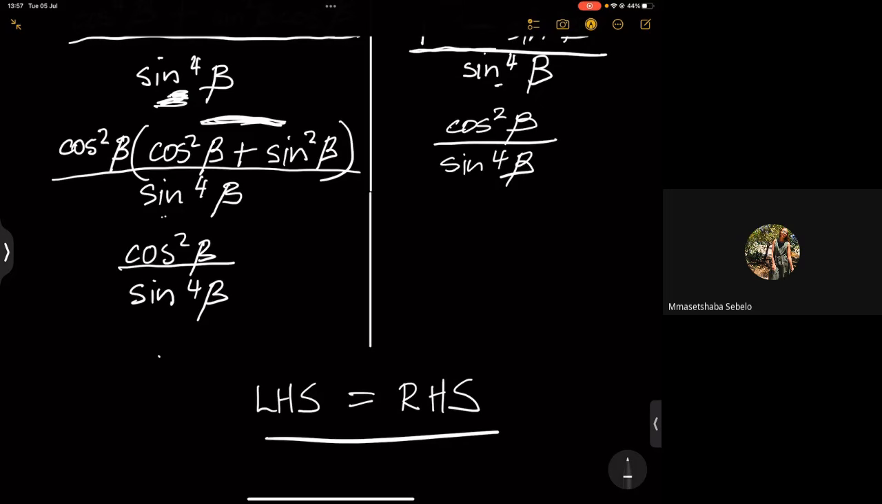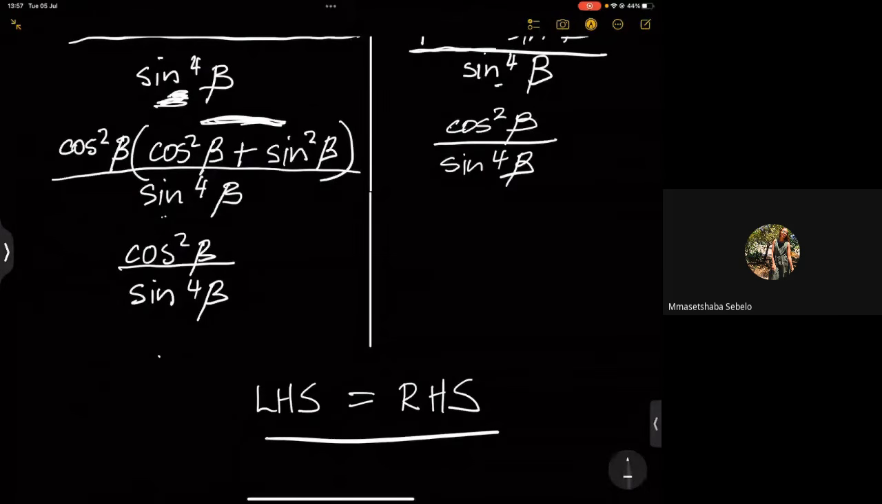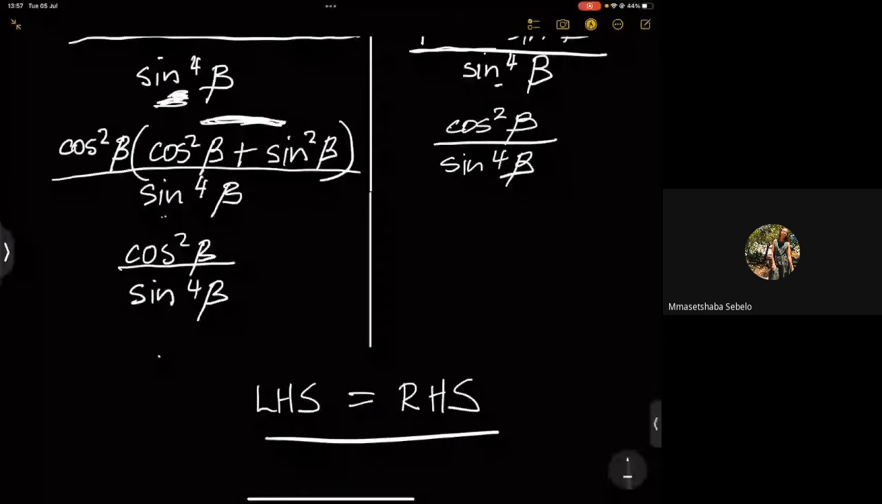Ladies and gents, what I ask is that when you find that you've got a fraction, always try to resolve fractions. When you've got brackets, try and get rid of them. When you've got powers, try to deal with those and so on. That will help us get to proving the identity.